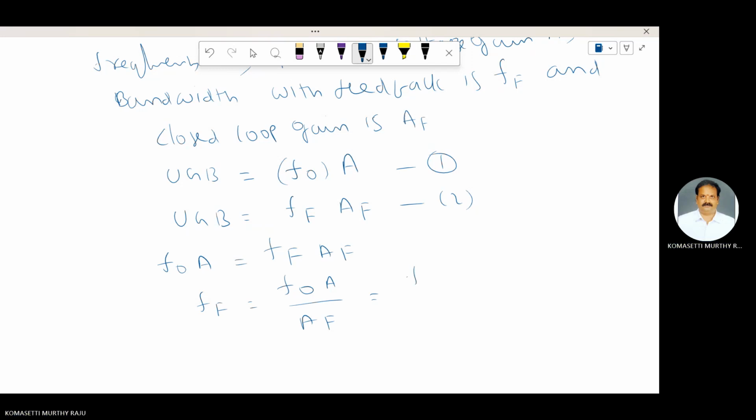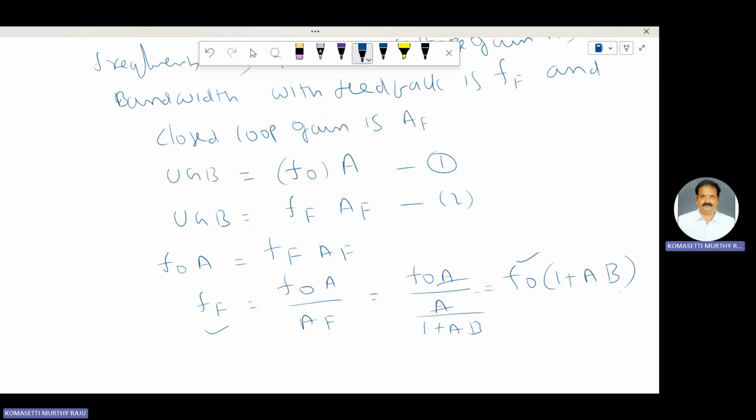F naught A by A F. We know that four A F formulas are there. We use one A F formula, A by 1 plus A B; A cancels. Therefore, F F is F naught into 1 plus A B, where B is called the feedback factor, A is the open loop gain of the op amp, and F naught is the corner frequency or break frequency of the op amp. The bandwidth of the non-inverting amplifier with feedback, F F, is equal to its bandwidth without feedback, F naught, times 1 plus A beta.